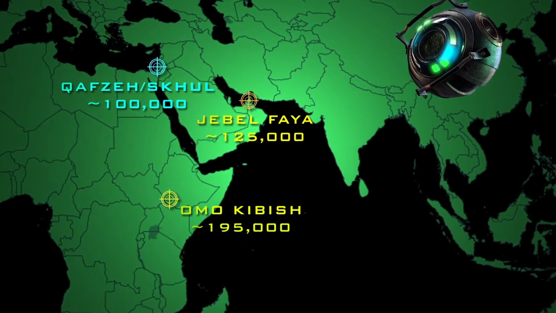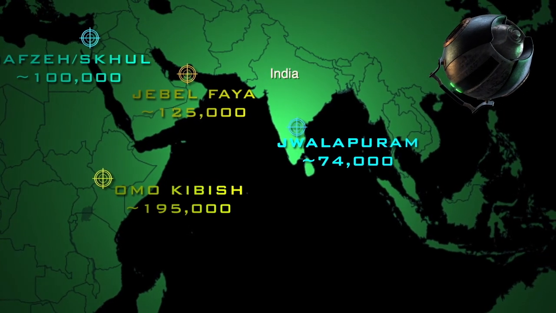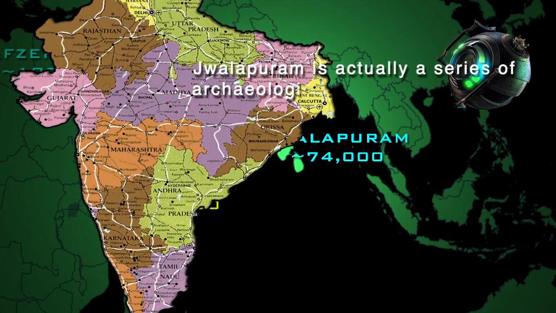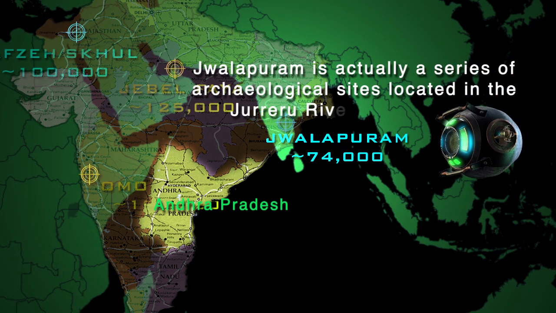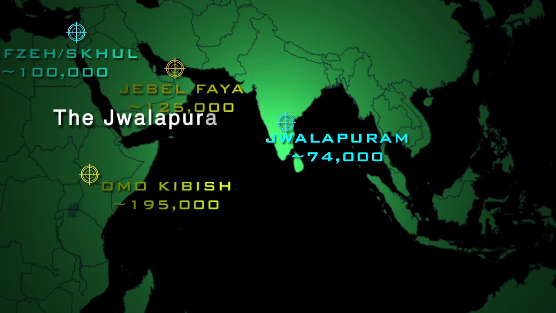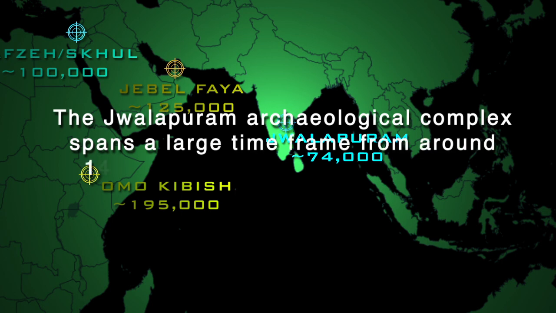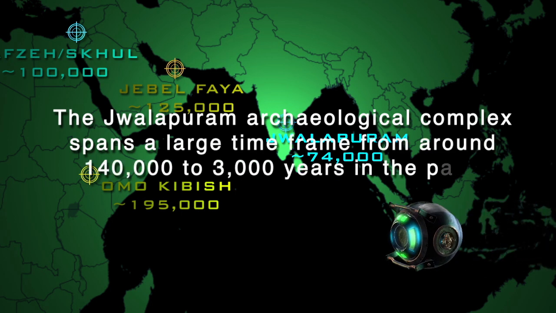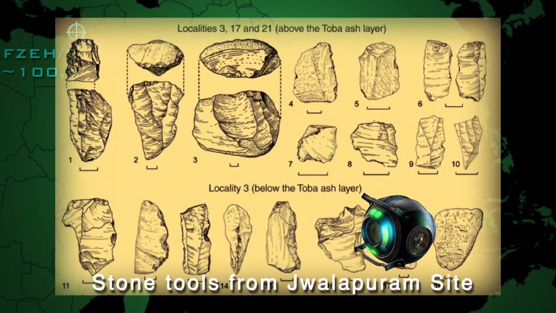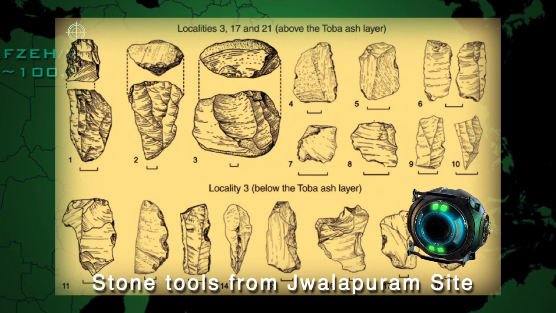When looking at the migration of modern humans out of Africa, another site of interest is the Jawalapuram site in southern India. Jawalapuram is actually a series of archaeological sites located in the Jhereru River Valley in the Andhra Pradesh state of India. The Jawalapuram archaeological complex spans a large time frame from around 140,000 years to 3,000 years in the past. Stone tools uncovered at Jawalapuram from the time frame around the 74,000-year mark are of interest when considering modern human migrations out of Africa.